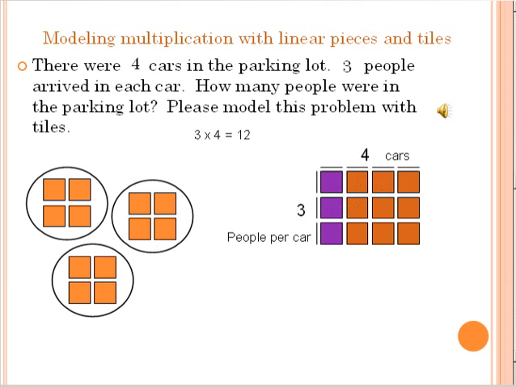You can see by the purple there's 1 car with 3 people, a second car with 3 people, a third, and yet a fourth. There's a limitation on the equal groups model because you'd actually need to rearrange that picture of 3 groups of 4 to have 4 groups of 3.